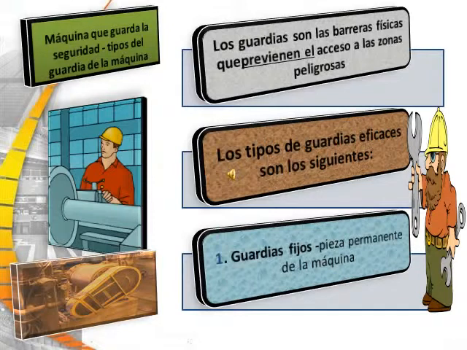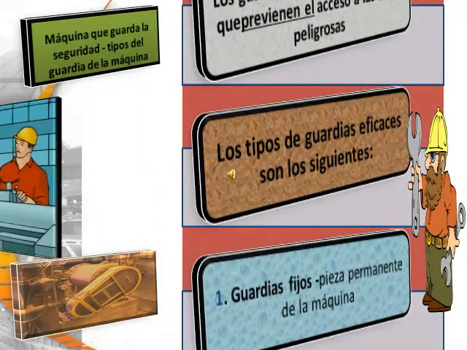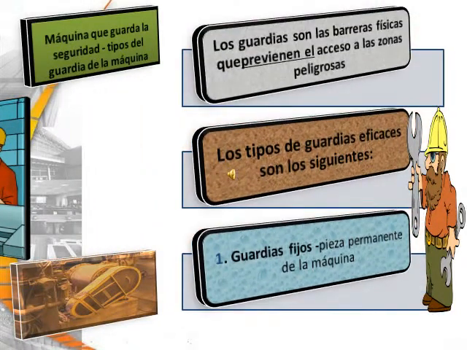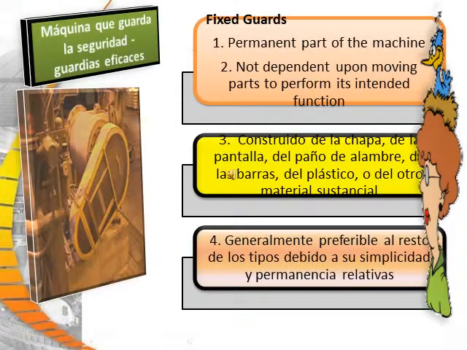Guards are a physical barrier which prevent access to danger zones. The types of effective guards include the following: fixed guards, which are a permanent part of the machine. A fixed guard will not be dependent upon moving parts to perform its intended function. It should be constructed of sheet metal, screen, wire, cloth, bars, plastic, or other substantial material. It is usually preferable to other types because of its relative simplicity and permanence.